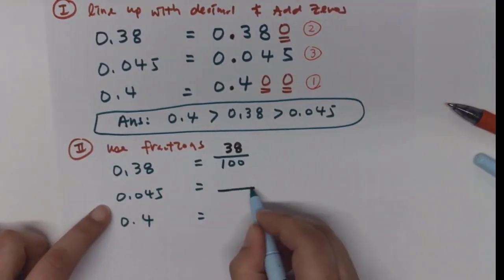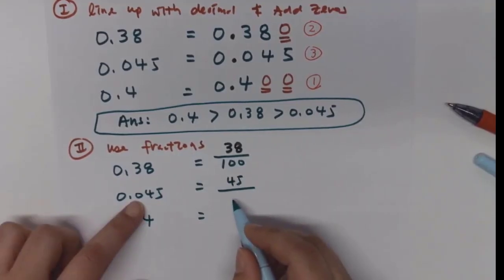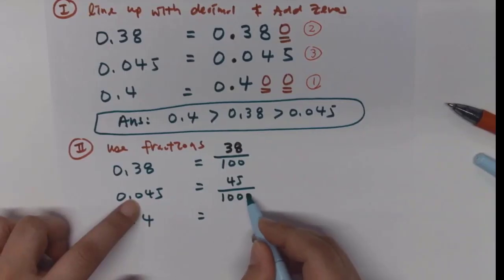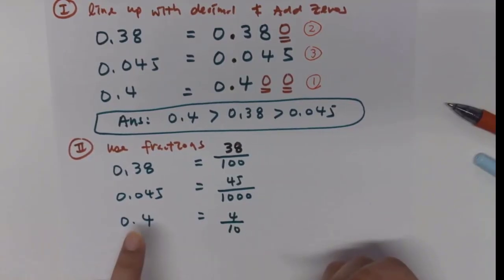The next one would be what on top? 45 on top. How many zeros? This has 3 decimal places, so 1000 at the bottom. Are we okay? This is 10, 100, thousands. The last one is 4 on top, and 10 at the bottom because it's 1 decimal place. This is in the tenths place.